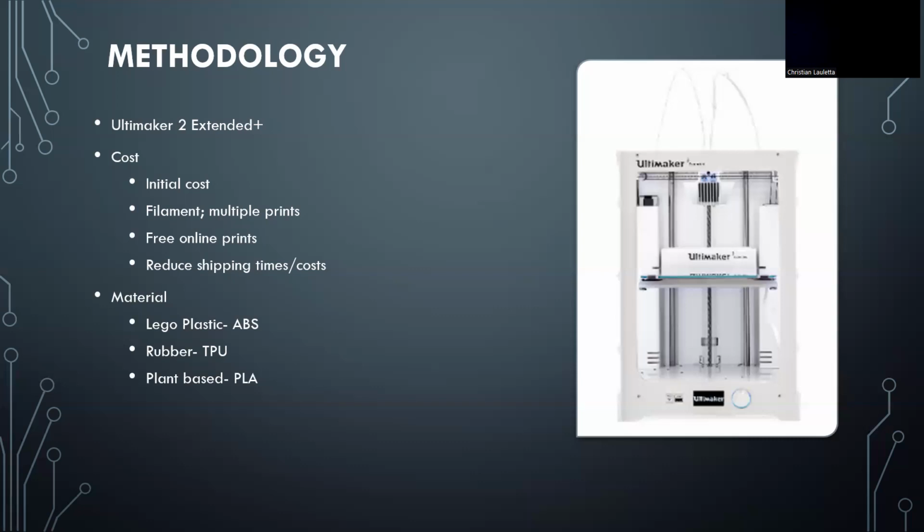And then the third material that we use, the TPU, is a little different. It's not rubber, but it's rubber-like. So it's still plastic, but it's a very flexible plastic material.